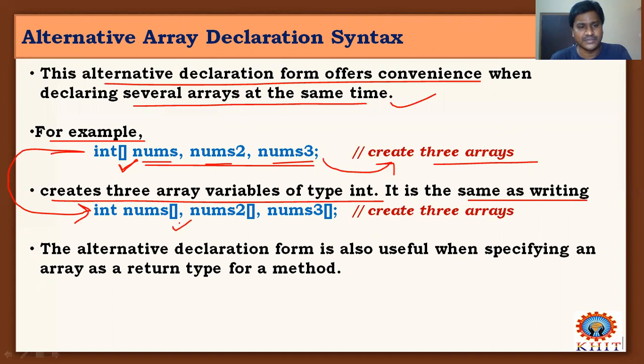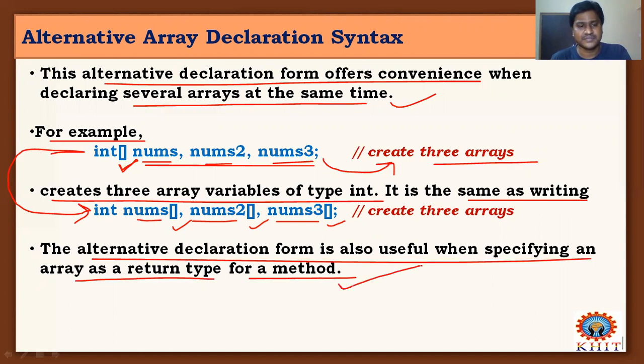Here one set of square brackets indicates this one. Here the square bracket indicates the size of this one. Here the square bracket indicates that this nums3 is an array. And the alternative declaration form is also useful when specifying an array as a return type for a method. So that is also good.